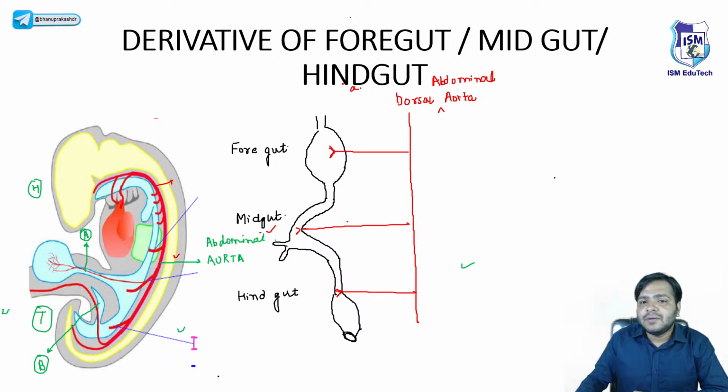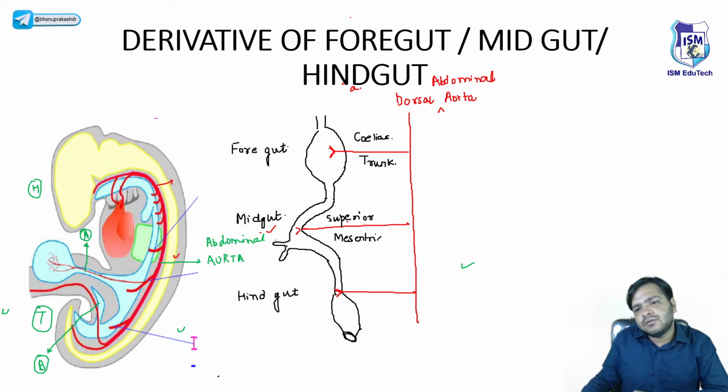The artery supplying the foregut, it is the direct branch from the dorsal aorta. It is called the celiac trunk. दूसरा, the artery supplying the midgut, it is the superior mesenteric artery. And the artery supplying the hindgut, it is the inferior mesenteric artery.